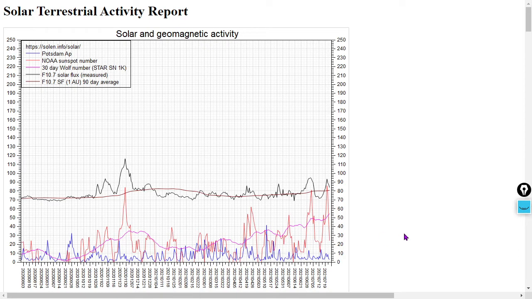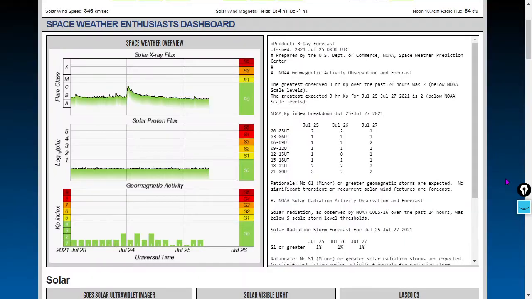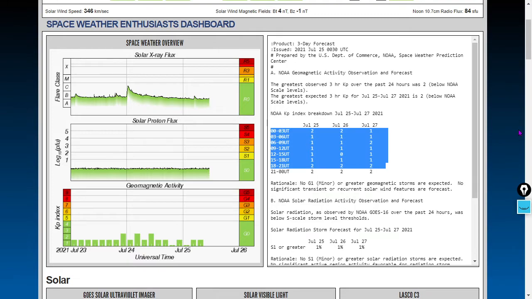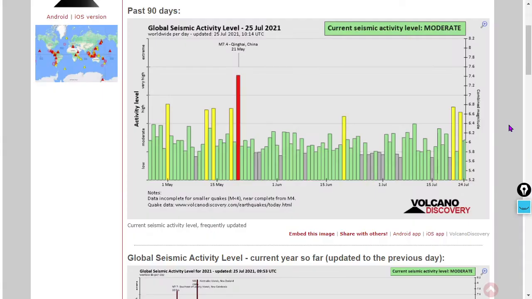It's the most proportional data set to sunspot number. It's dropped because the sunspot number's dropped, and the sun emits more radio photons when there are fewer sunspots. Anyway, no solar storms or geomagnetic unrest forecasted by NOAA.